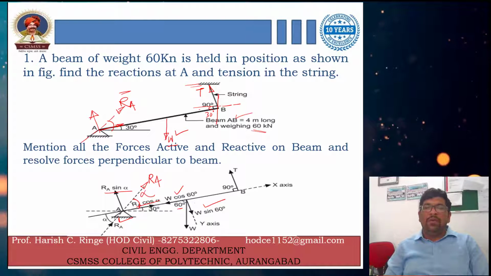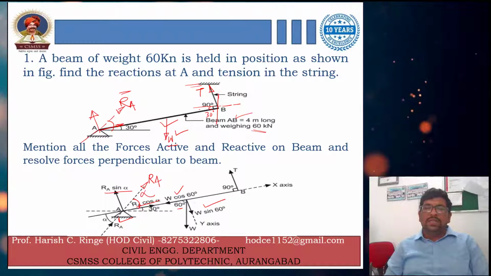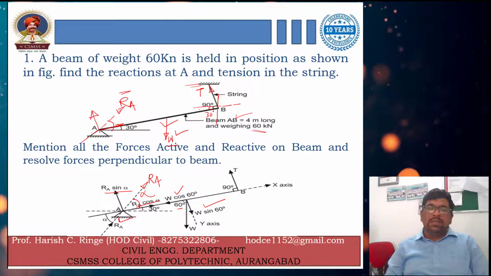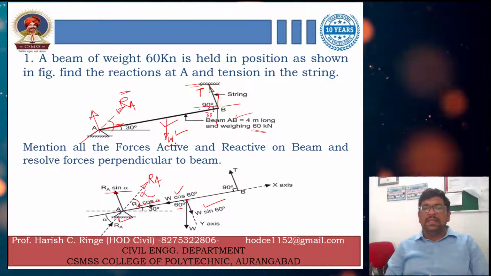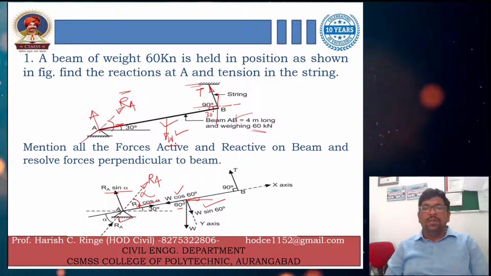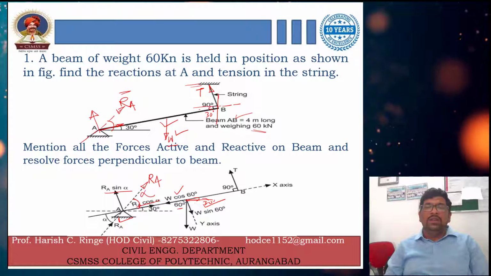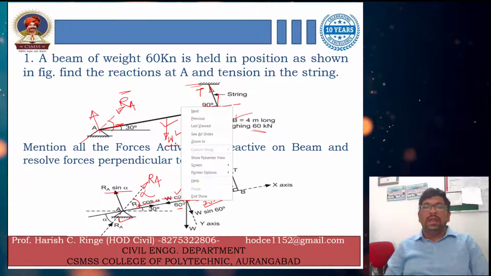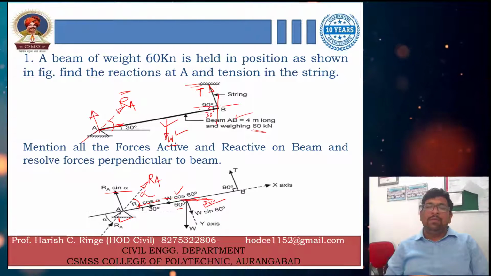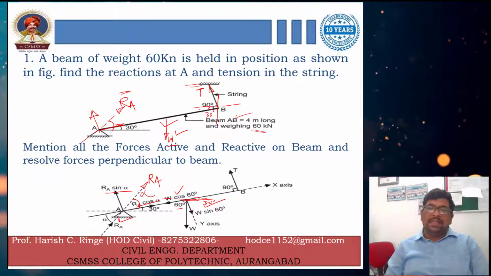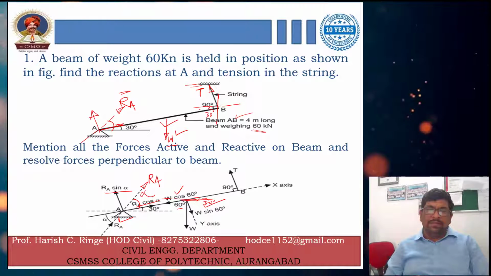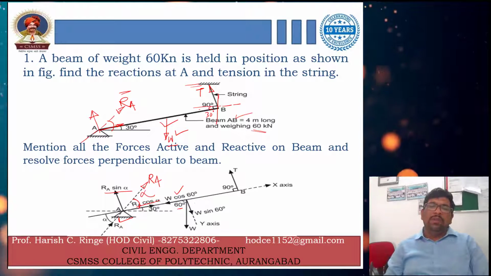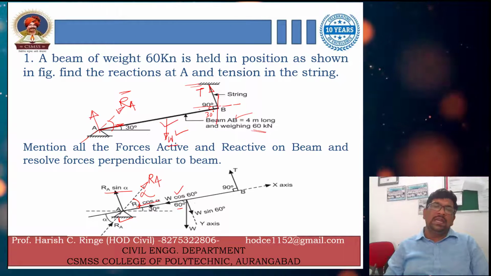Again, as we have already seen, W is shown like this. Can anyone guess why this angle is 60 degrees? Because we know that this angle is 30 degrees. If I draw a line parallel to this, the angle here will be 30 degrees and the remaining angle will be 60 degrees. That's why this particular angle has come as a 60-degree inclination. So obviously it will be W cos 60 and W sin 60.